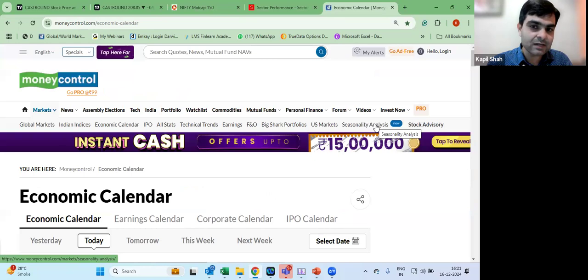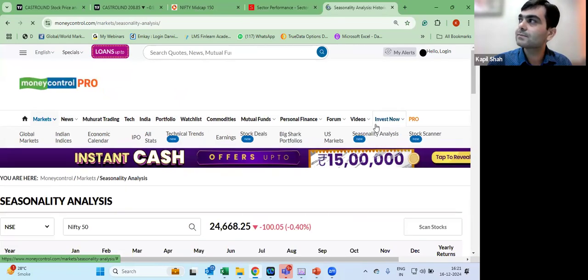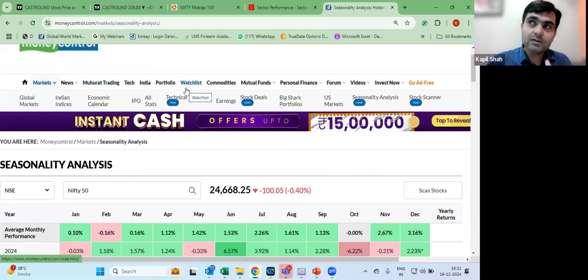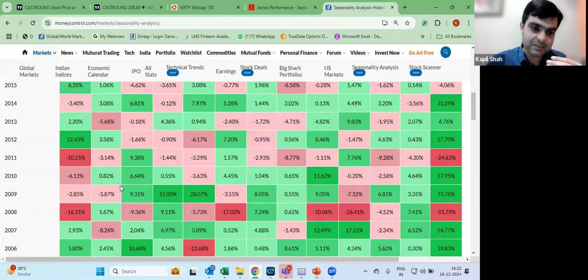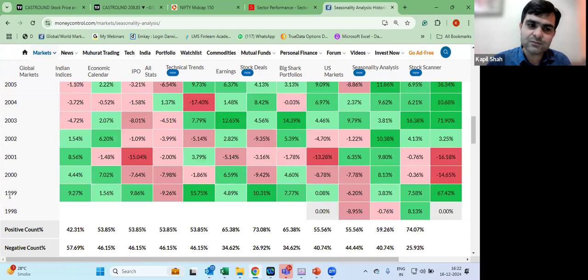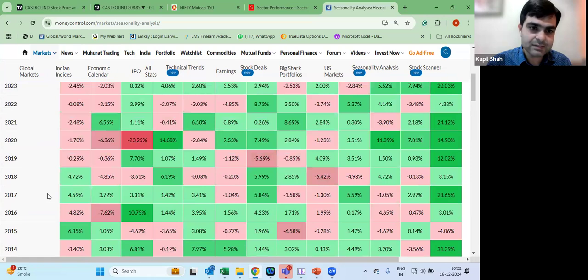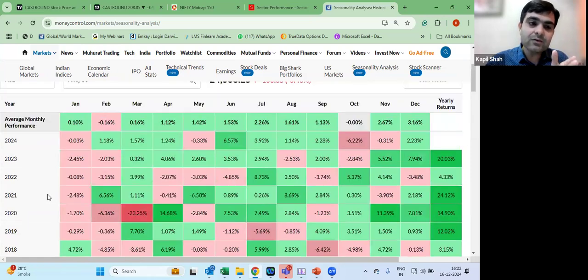Now, what does this seasonality analysis do? Once I click on this, it gives me the data on how Nifty has performed in a respective month. On this website, they are capturing the data from, let's say, 1999, and we are into 2024. So there is almost 25 years of data, right? In those 25 years, in which month the index consistently did well, and in which sector has been positive or negative, we get an idea from that.